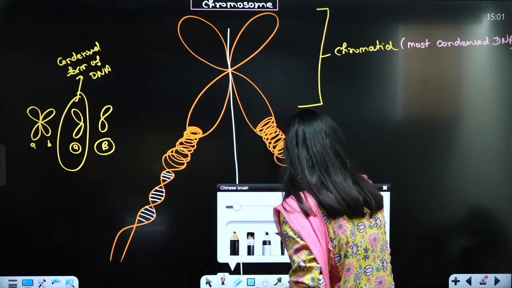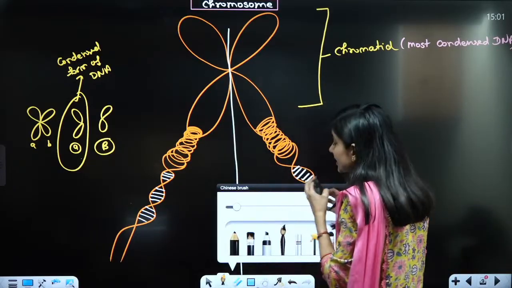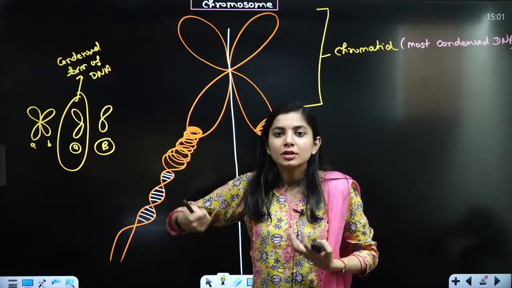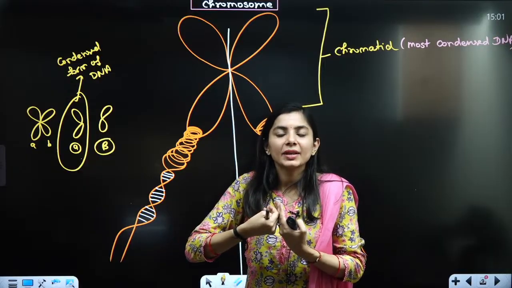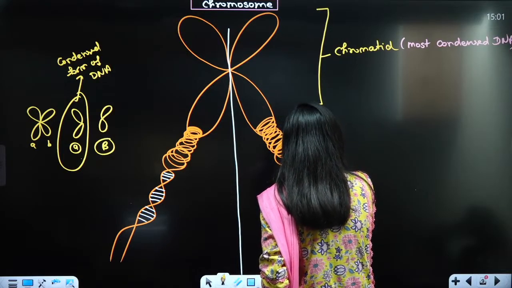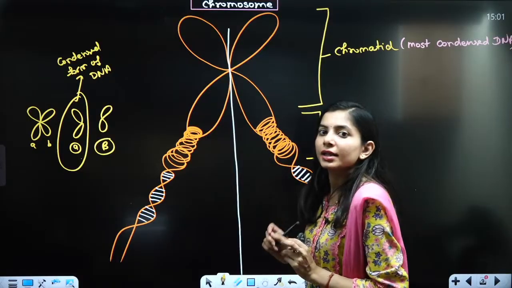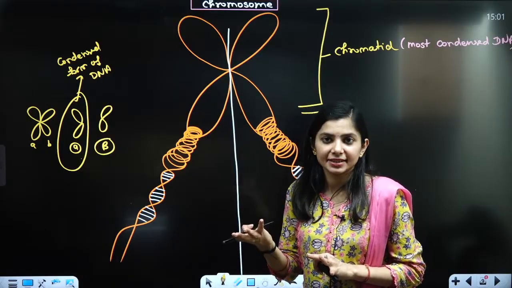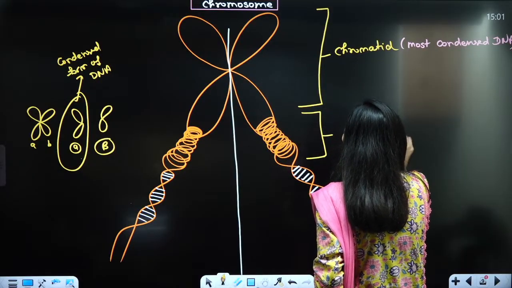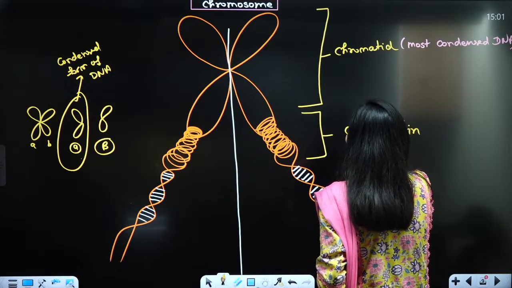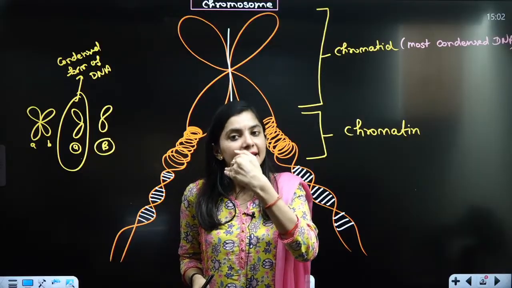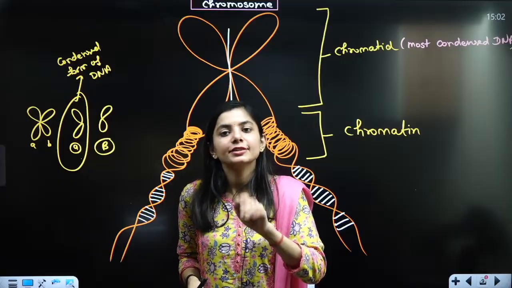Okay, now this most condensed DNA is now being opened and it is being stretched. So when we are trying to open it and stretch it out, it is formed in this format. It is also condensed, but it is less condensed than chromatid. So it is specified as what? Chromatin. So chromatin is part of chromatid, yes or no?